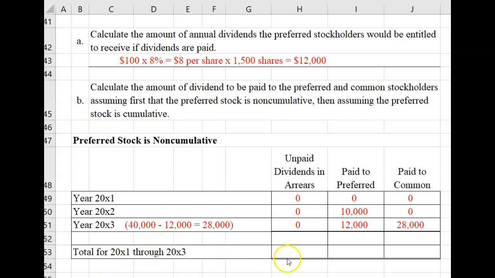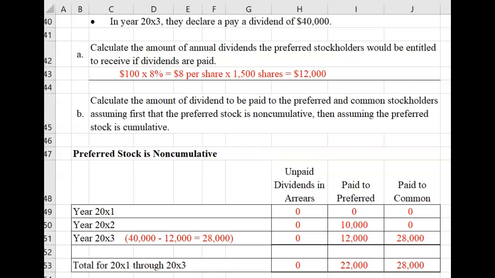Now let's look to see how much over the 3-year period was paid to the preferred shareholders and how much was paid to common shareholders. The preferred shareholders got $22,000 over the 3-year period, and the common shareholders got $28,000 in a non-cumulative preferred stock example.